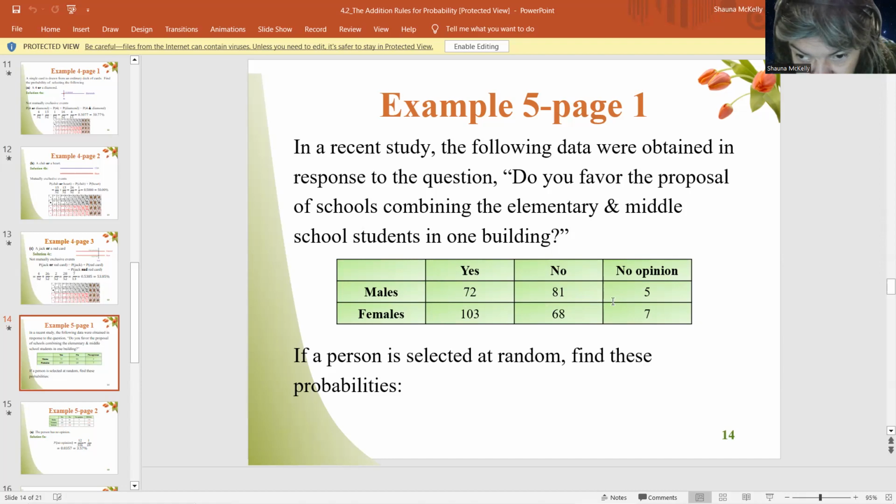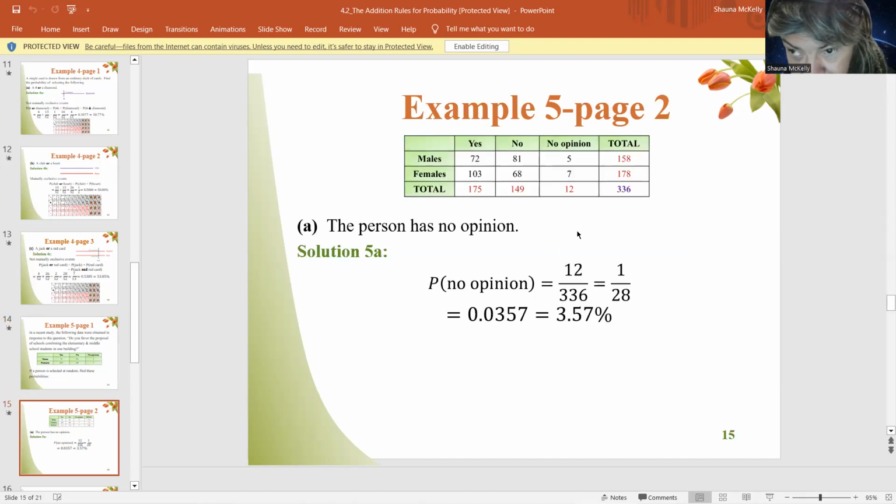72 plus 81 plus 5 and 103 plus 68 plus 7 with the respective column totals. And if you notice on the next slide, that's exactly what she does. 72 plus 81 plus 5 is 158. 103 plus 68 plus 7 is 178, and so forth, okay? You need to get these totals so that you can actually answer the question that it's asking, okay?